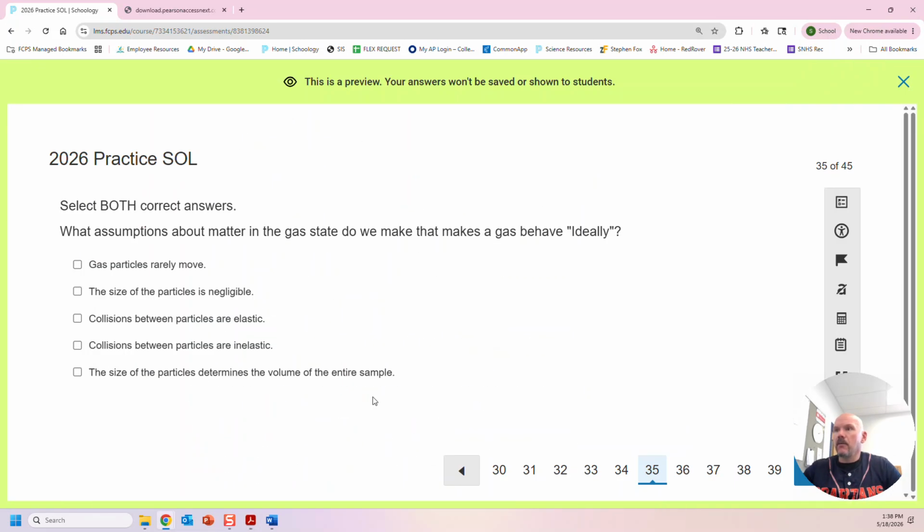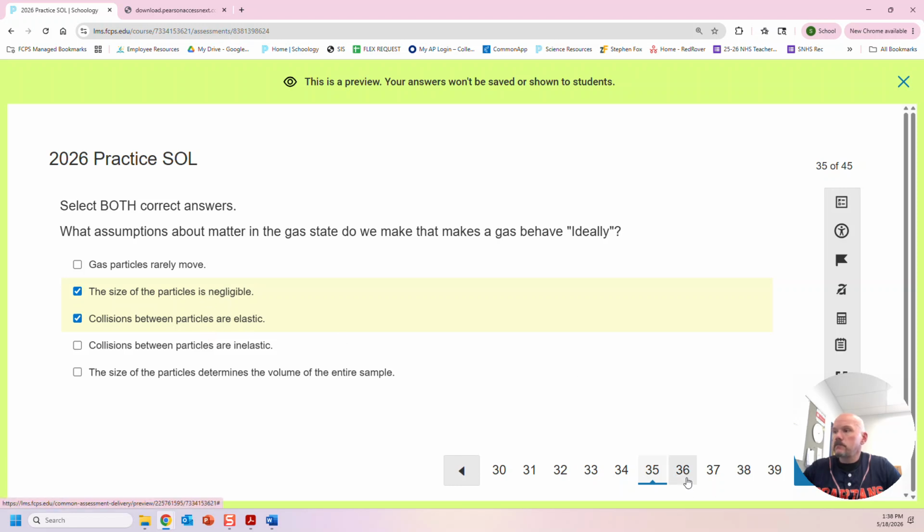Okay, so if we go back to the question, what assumptions about matter in the gas state do we make to make a gas behave ideally? It means we ignore particle volume, so the size of the particles is negligible, and it means the collisions are elastic. All right, those are the two assumptions.